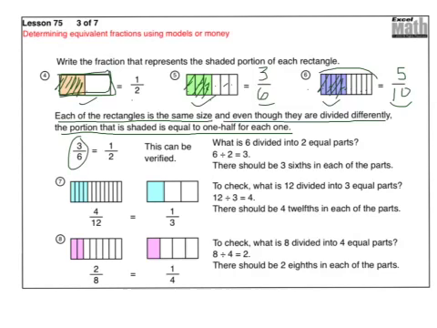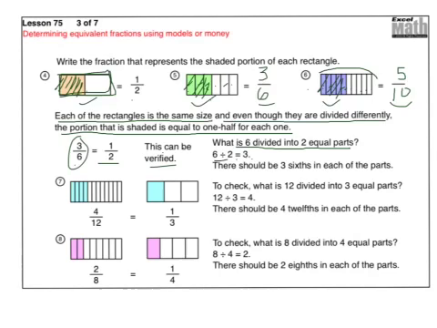So we can say 3/6 equals 1/2. This can be verified. That means you can find out that it's true. If you verify something, you find out that it's true. What is 6 divided into 2 equal parts? 6 divided by 2 is 3.